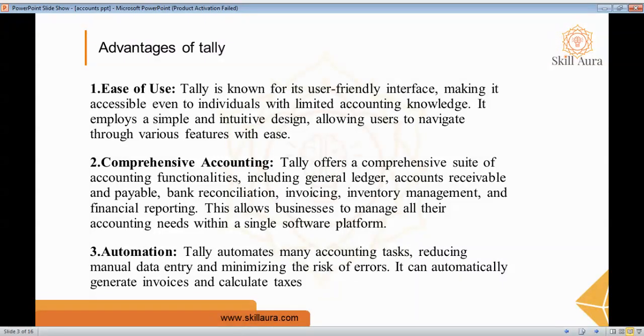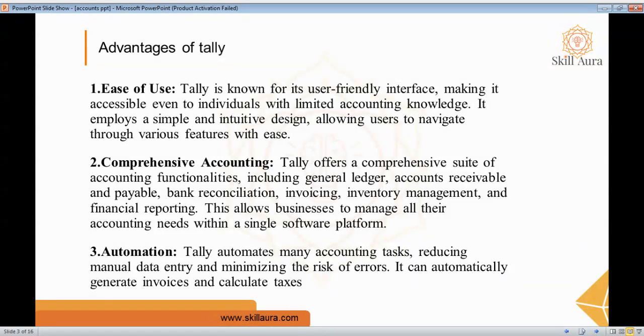And the next one is multi-user access. Here, Tally allows multiple users to access the software, facilitating collaboration and control. So, let's have an example. A large enterprise, ABC Company Limited, can have multiple users access Tally with defined roles and permissions to manage different aspects of the business. This can also be one of the advantages of Tally.